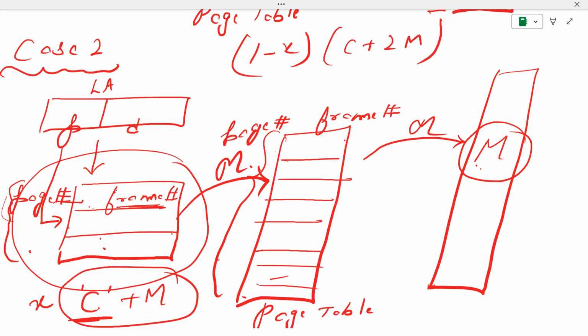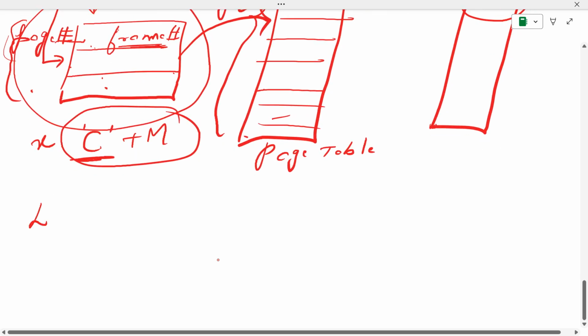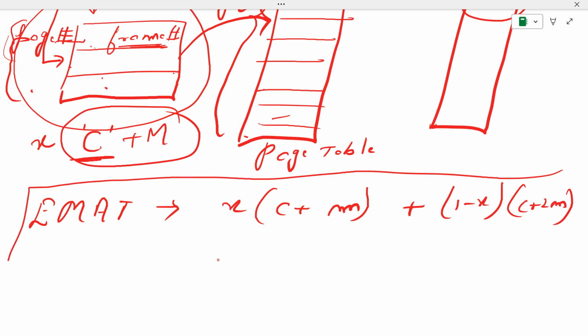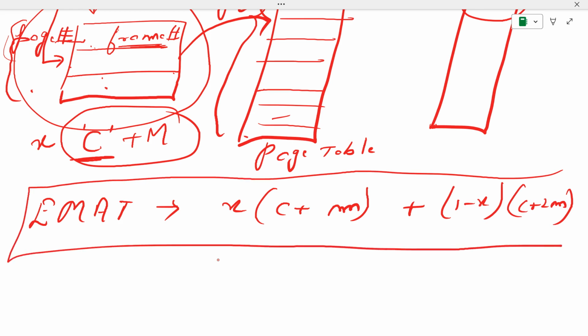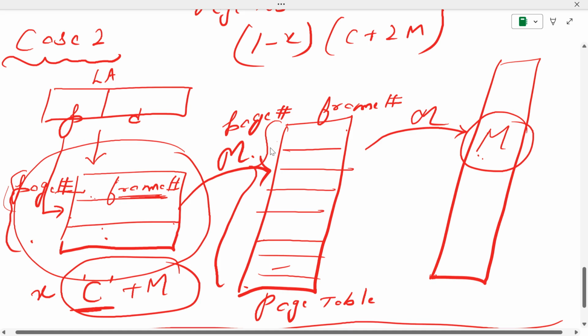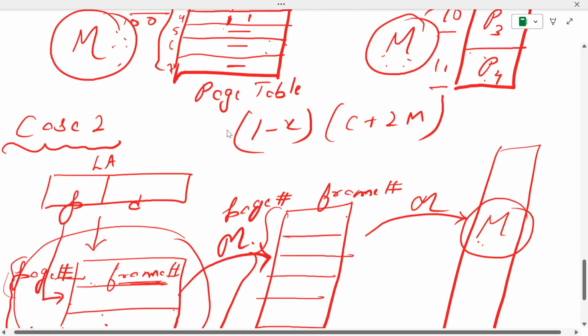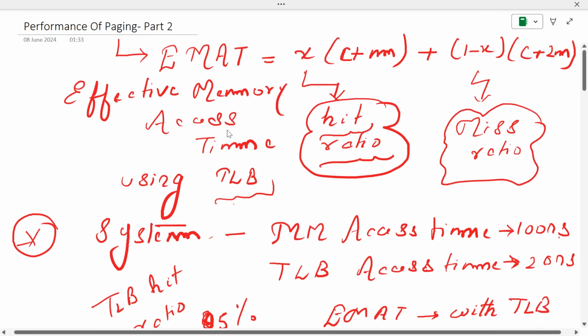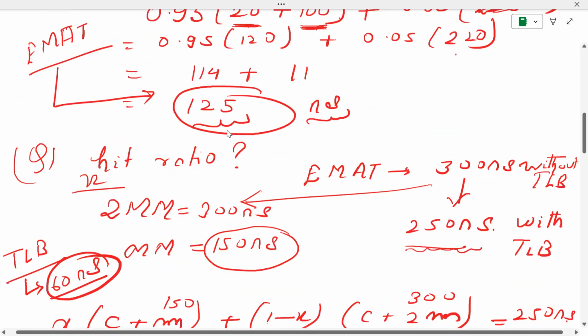So altogether we are combining these two and saying that with the help of TLB, the effective memory access time becomes x into (c plus m) plus (1 minus x) into (c plus 2m), right? So this is the effective memory access time when we are using the TLB. I think the figure is not very clear, but if you go back to the previous video, you can take a look at how we are accessing with the help of TLB. So this is just an illustration of the performance of paging, and now we are good to go with the paging part and the entire paging section.